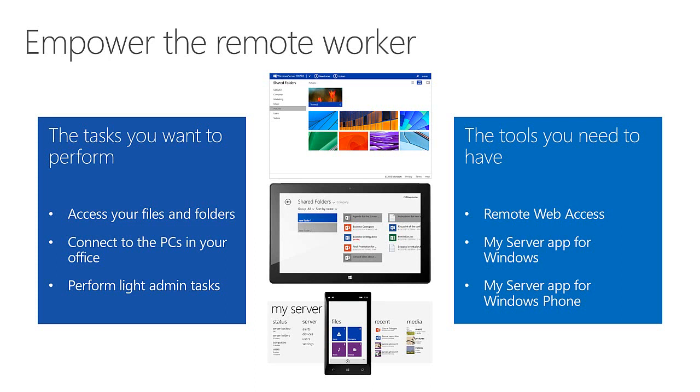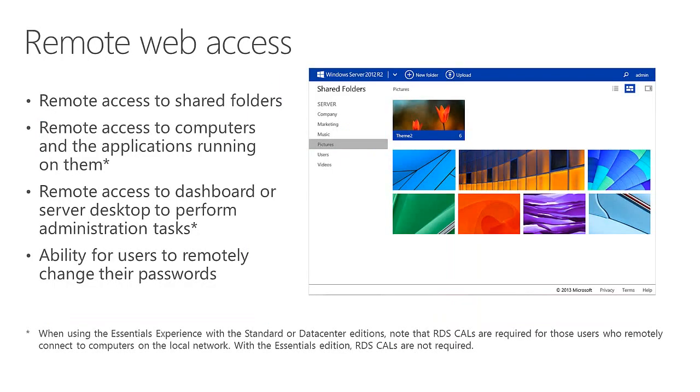These are all things that you might want to do, and then the tools that you have to do that include the Remote Web Access Portal, the My Server app for Windows, so this could be for any Windows 8 computer, laptop, tablet, and so on. And we also have a My Server app for your Windows Phone. So let's take a look at these.